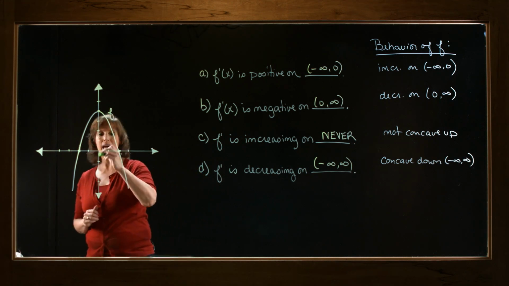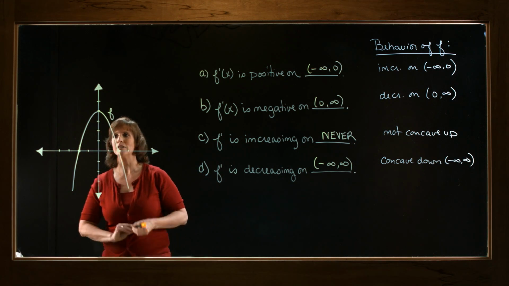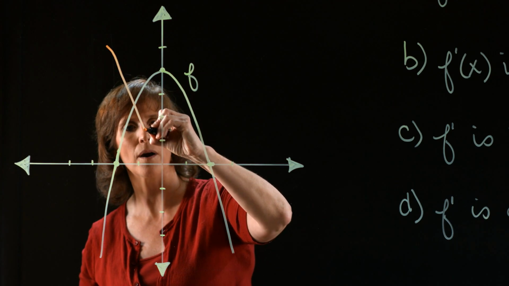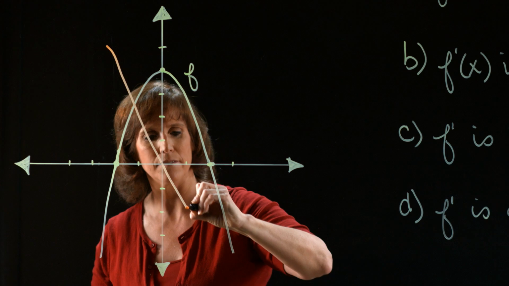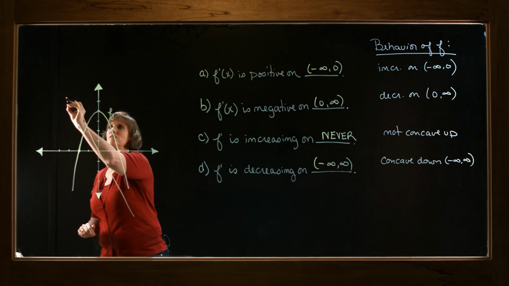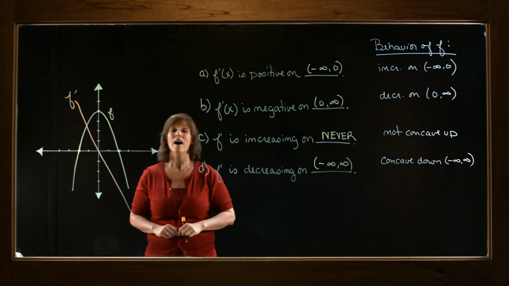And so I'm going to end up with a graph that looks something like this. Positive until I hit 0, and then negative. And always decreasing. So this would be a good example of the graph of f prime.